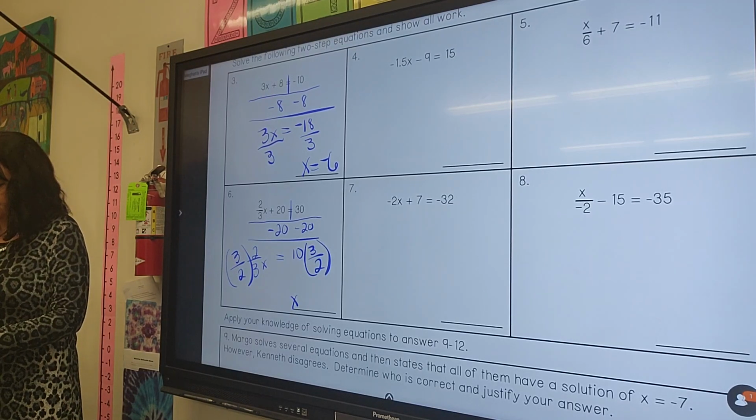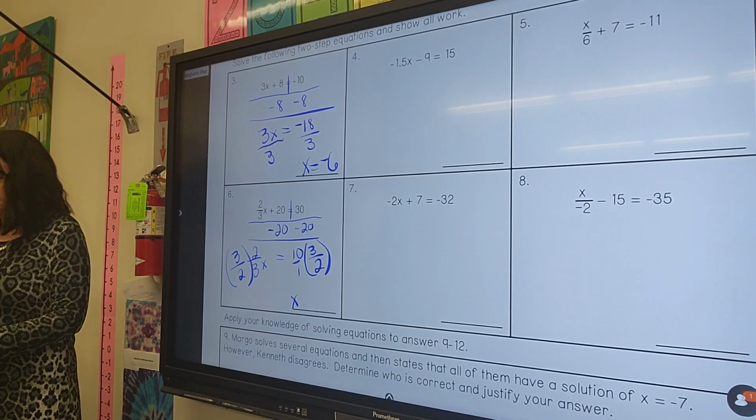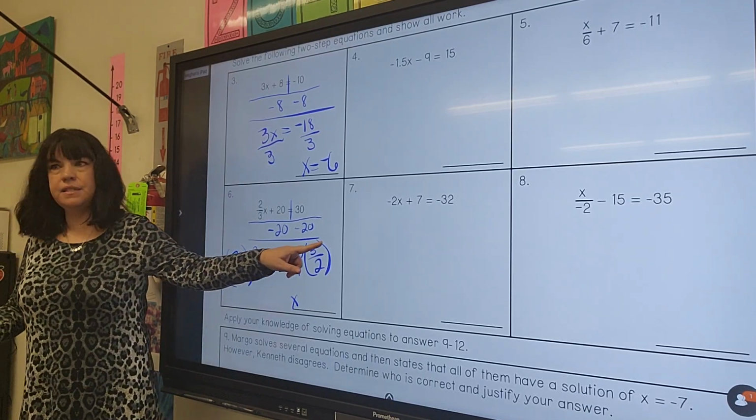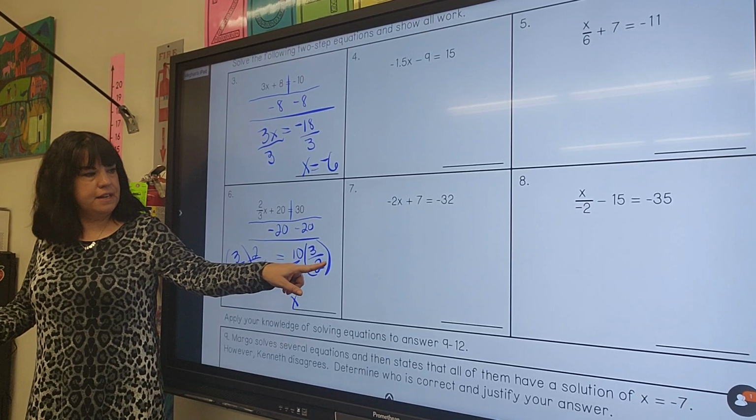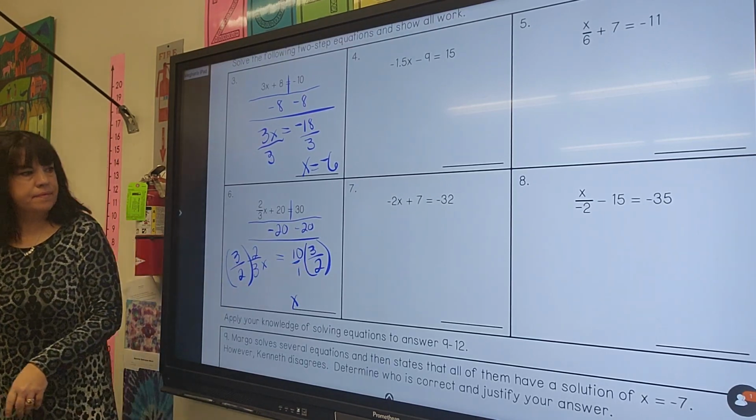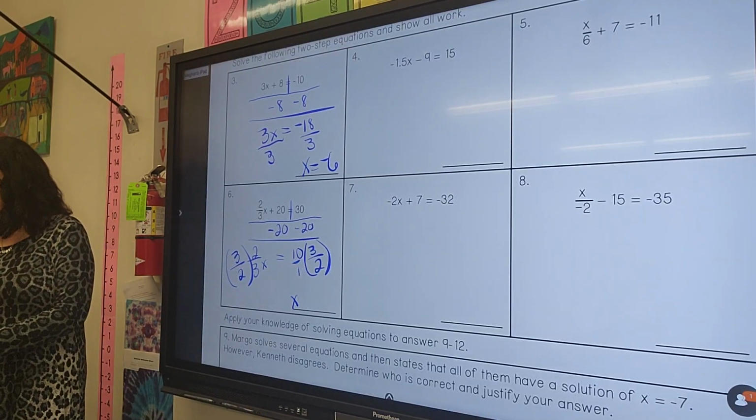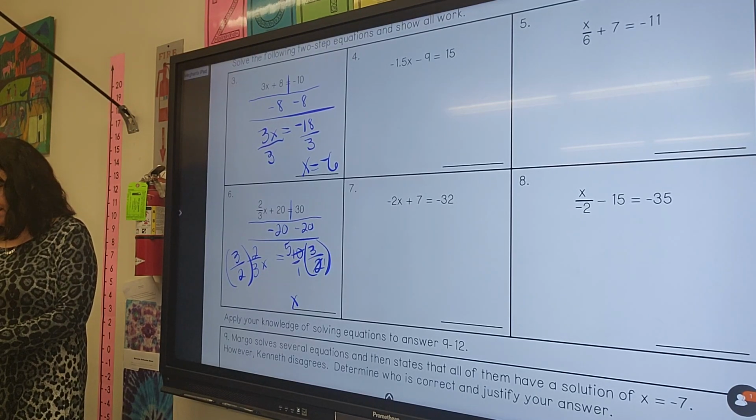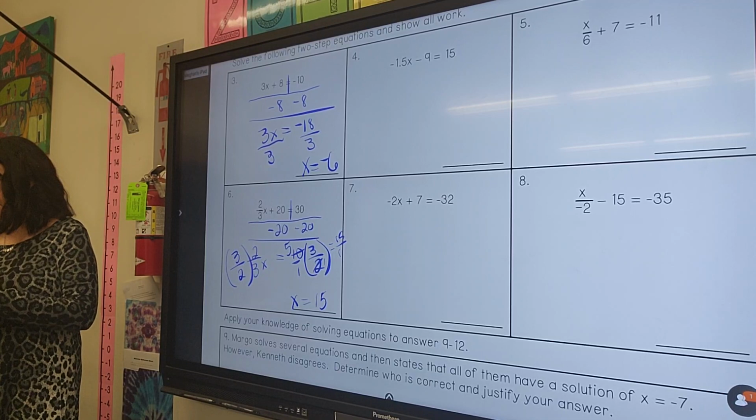We can put 10 over 1 to make it a fraction. When we multiply fractions, we go straight across the top and straight across the bottom. You can cross simplify. This would be 5, this would be 1. So we have 15 over 1. x equals 15. I got it right.